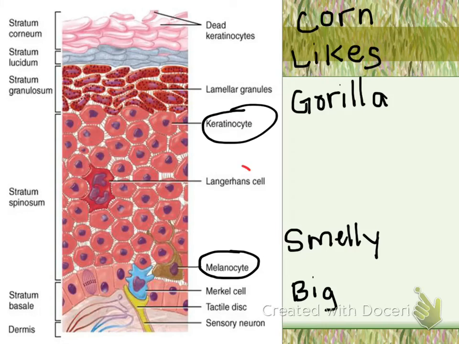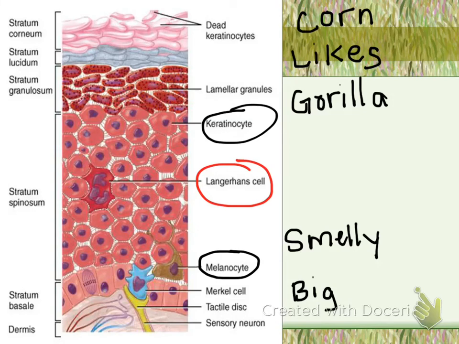One is called the Langerhans cells, which are found in the stratum spinosum, and their job has an immune function. So it's an extra protection against anything that tries to come in contact with the skin that can make you sick. It has an immunity factor. Also, it protects you against any kind of cancerous cells.